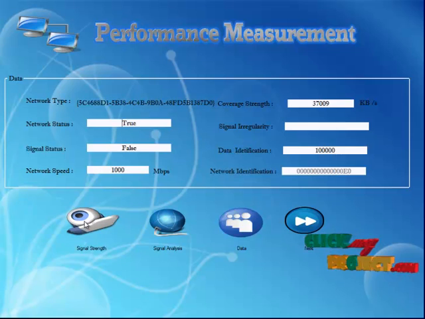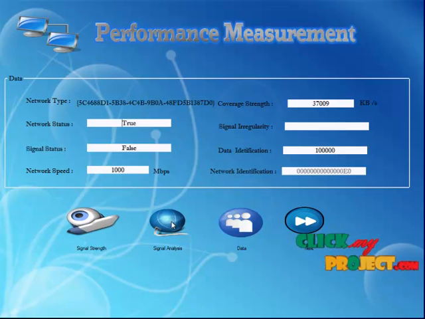So network status is true when your system's LAN connection is connected. If it is not connected, it is displayed as false. Signal status false. Network speed 1000 Mbps. Then your system's network speed and coverage are shown here. Signal irregularity, data identification and network identification are displayed here.